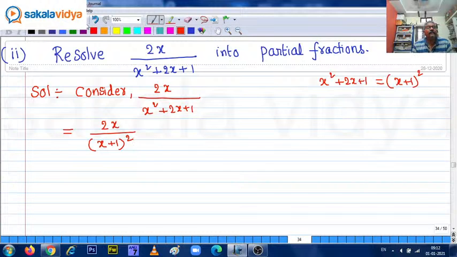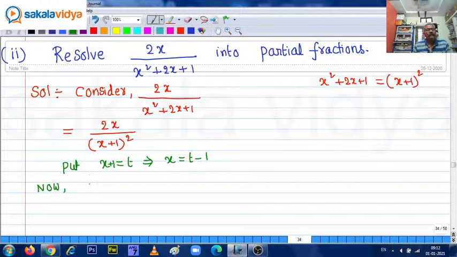So one easy method is there that I will explain. Whenever you come across only a repeated linear factor, just follow this method, which is substitution. Put x plus 1 equals t. Now x becomes t minus 1.